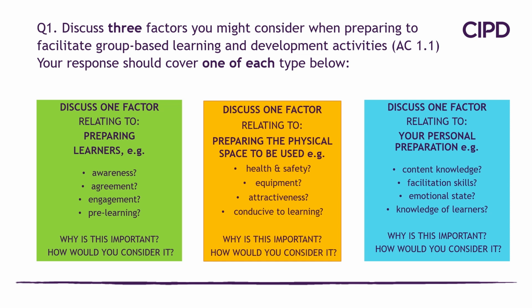Maybe you feel you need to know more about the learners. Maybe knowing about those learners gives you confidence and will enhance your facilitation. So whatever it is, whatever factor you choose, and these are just examples, you think of your own 3 factors, you need to discuss them. And in that discussion, as mentioned there, you might consider why that factor is important and how you would prepare in relation to that factor. That's question 1, and that meets assessment criteria 1.1.